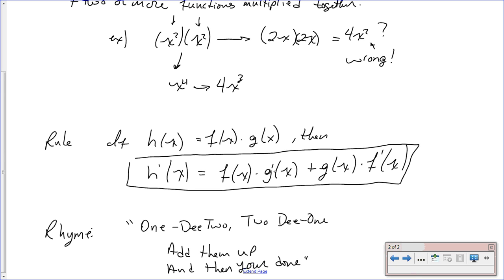Kind of a dumb thing, but this is 1d2, 2d1, add them together, and then you're done. That's your product rule. That's simple. So let's go back to our original example that we had.